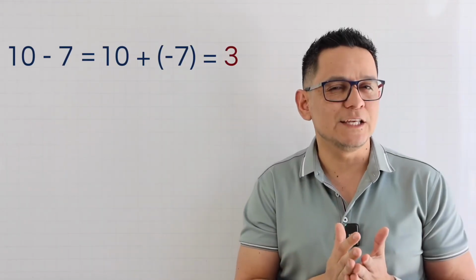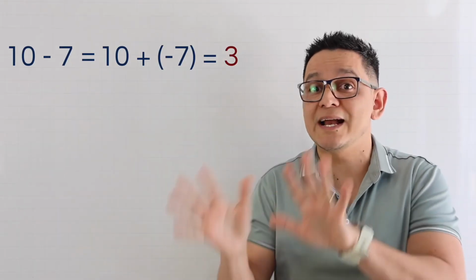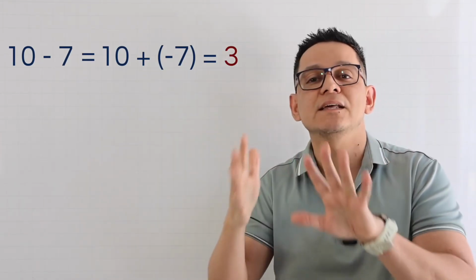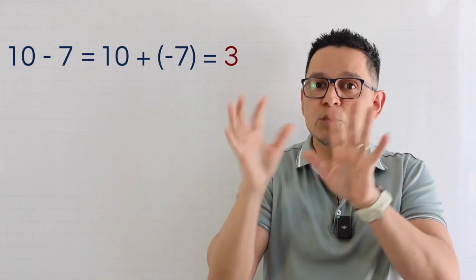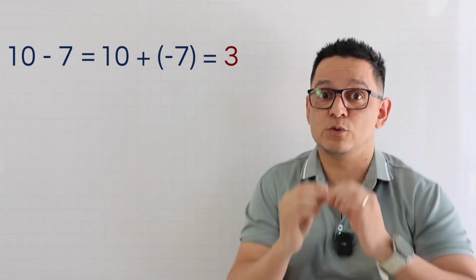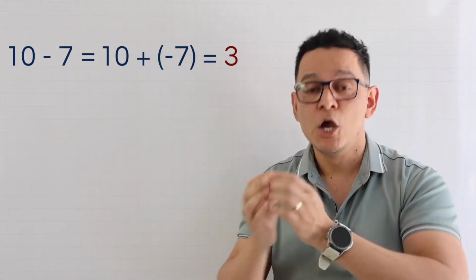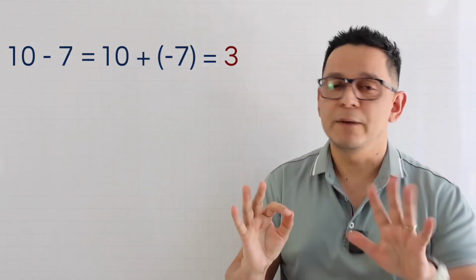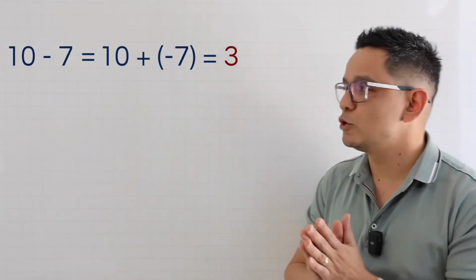And this makes sense, right? Because it's like if I had a gain of 10, but then I add a loss of 7. So if I have a gain of 10, and then I add a loss of 7 to that, then I'll end up with a total gain of only 3, right? Let's do another one so it becomes much clearer for you.